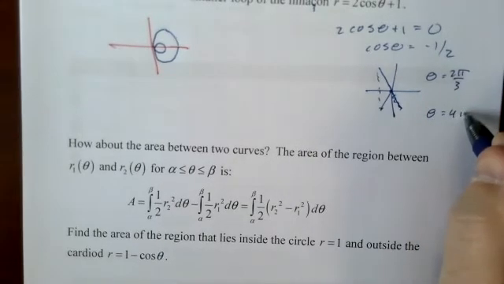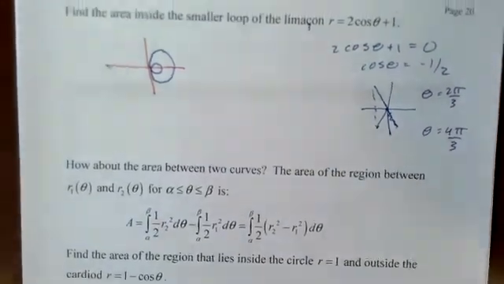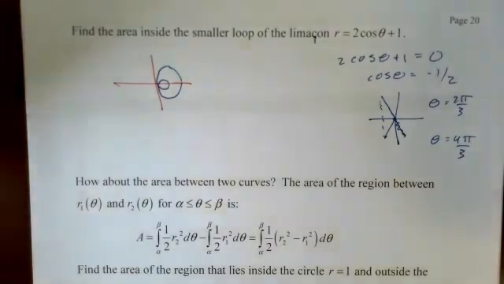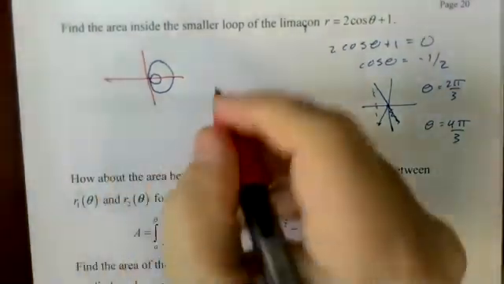And 4 pi over 3. So if I've just blown you away, yeah, this is what makes these really challenging problems. I will say the AP usually gives you this information. They don't like you to have to.